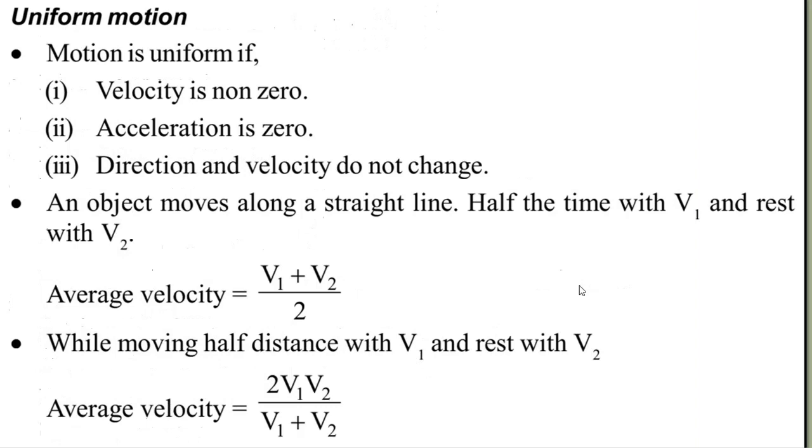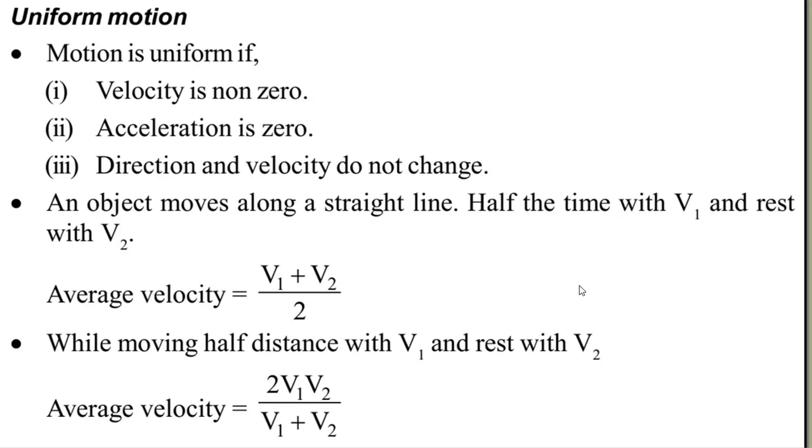Then uniform motion. Motion is uniform if velocity is non-zero, acceleration is 0, and direction and velocity do not change. Then the motion is called uniform motion.